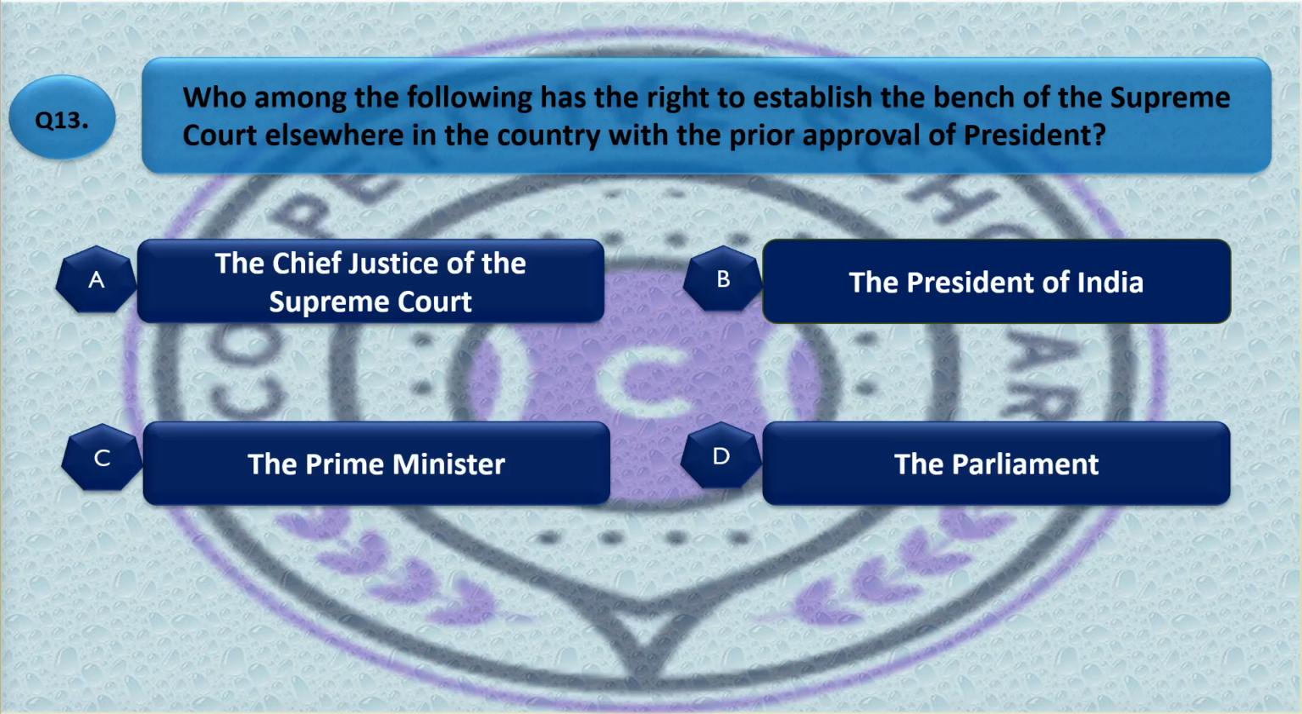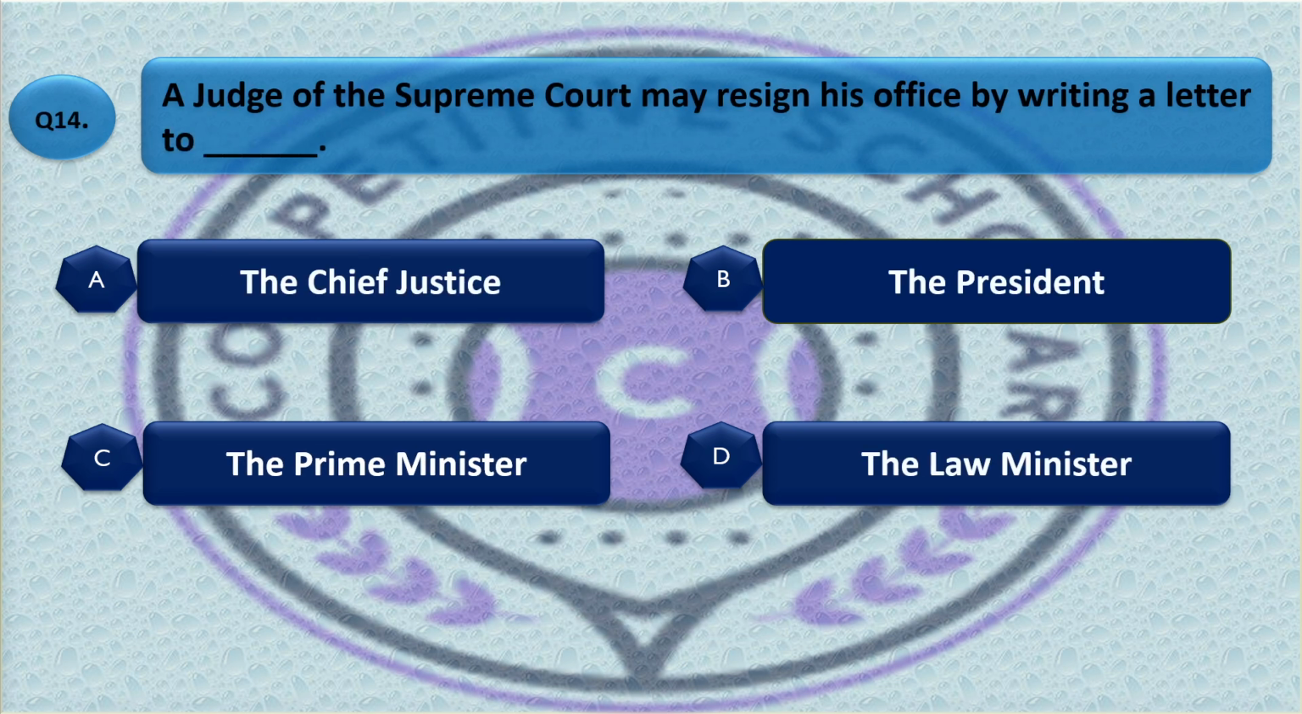Question number 13. Who among the following has the right to establish the bench of the Supreme Court elsewhere in the country with the prior approval of the President? Option A, the Chief Justice of the Supreme Court. Option B, the President of India. Option C, the Prime Minister. Option D, the Parliament. Answer is option A, the Chief Justice of the Supreme Court.